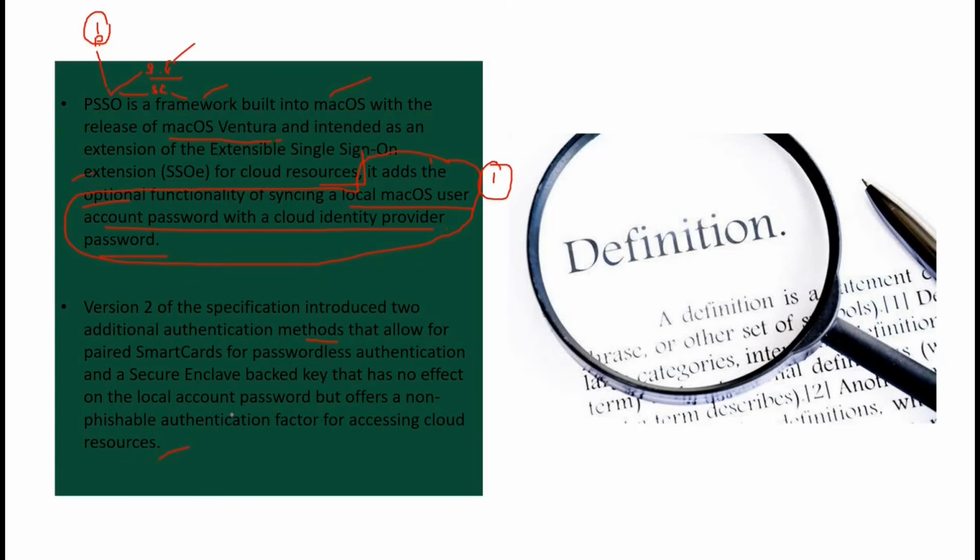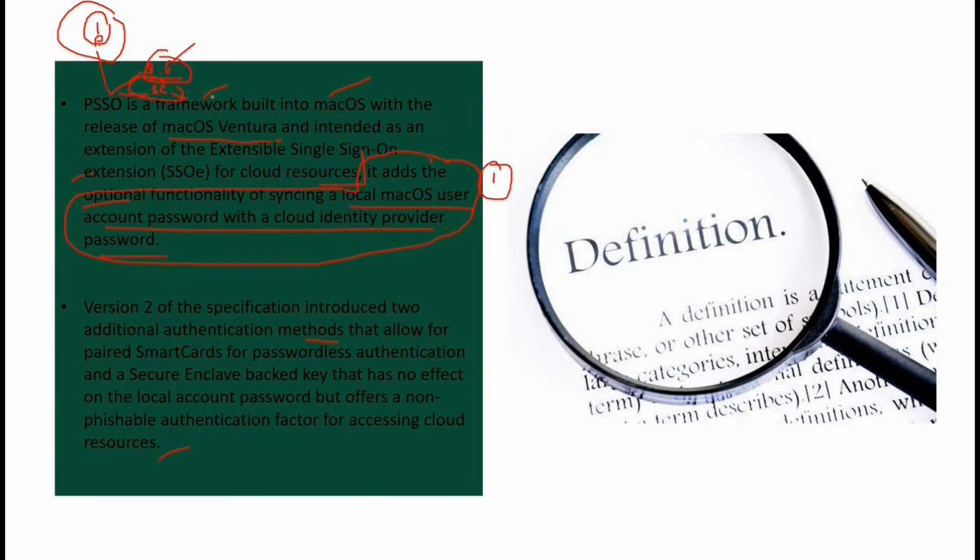Now I know I have used too much English and too much jargon, but I hope that by this definition we have understood that PSSO is a framework built into the operating system, which came with macOS Ventura. It's built on SSO, which was previously introduced, and it has these 3 flavors. One is password, second is secure enclave, and third is smart cards. And something unique is happening in each of them.